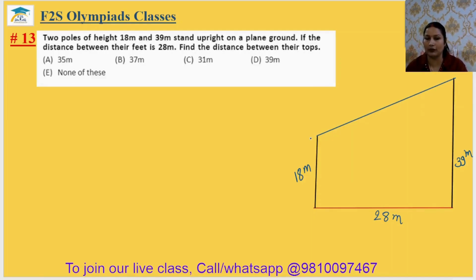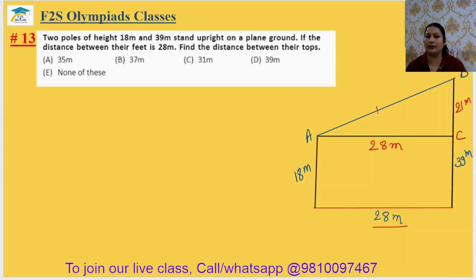Top, means from here to here. Suppose this top is A, this top is B. Can I draw one more line from here to here? Yes, I can draw. This line will be equal to 28 meter. And from B to C it should be 39 minus 18, so it will be 21 meter.